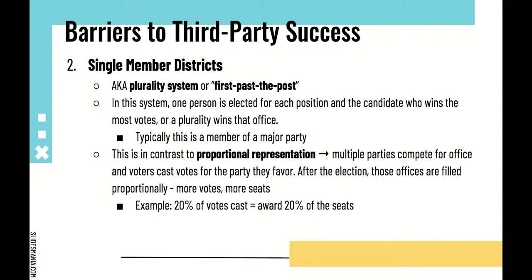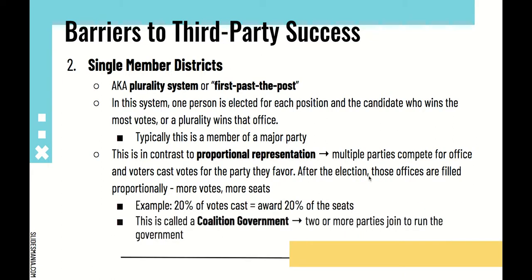So, for example, if a party receives 20% of the votes cast in an election, in a proportional system or proportional representation, they would be awarded 20% of the seats in government, still having that voice. We call this a coalition government. And we've kind of talked about coalitions, but this is where two or more parties are going to join to run the government.